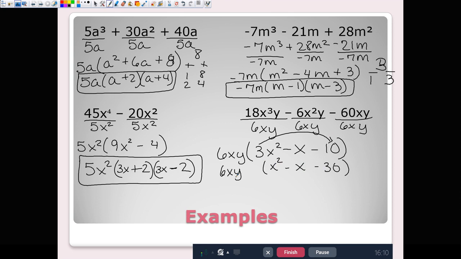Okay, so now I need to find two numbers that multiply together to equal 30 but add together to equal negative 1. I'm going to have a positive, negative. What could they be? I mean, we could do 1 times 30, 2 times 15, 3 times 10, 5 times 6. 5 times 6? Yep. So I'm going to have x plus 5 and x minus 6.